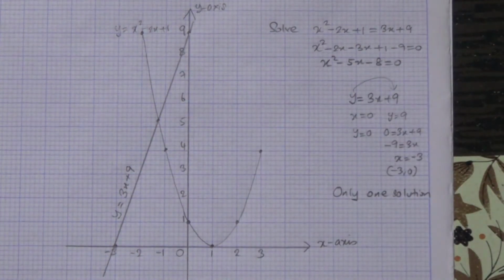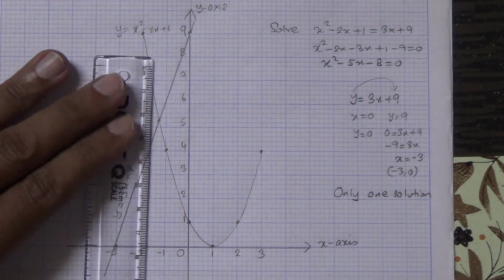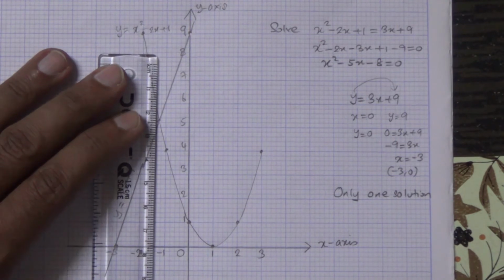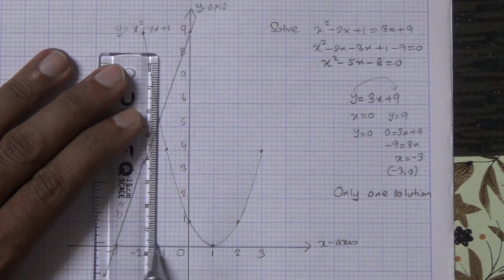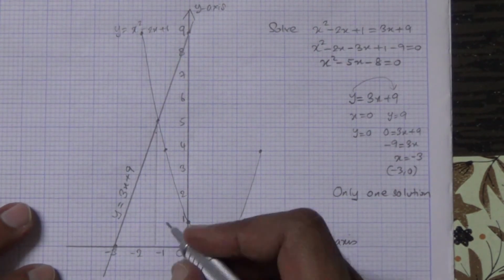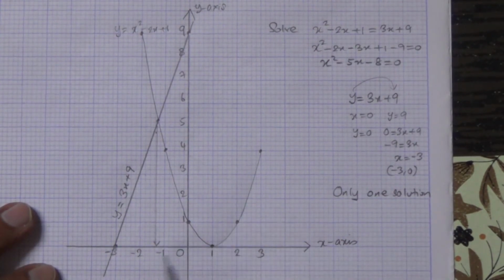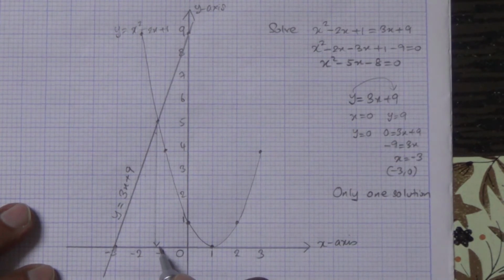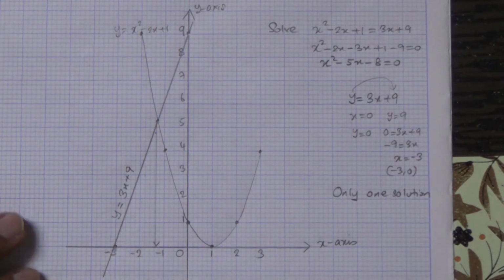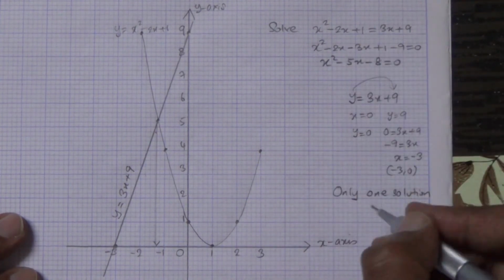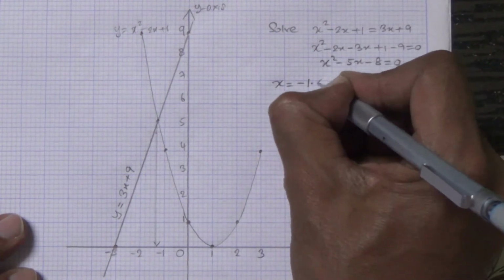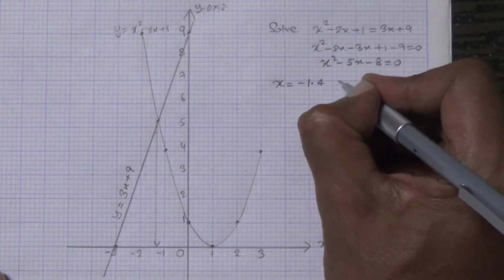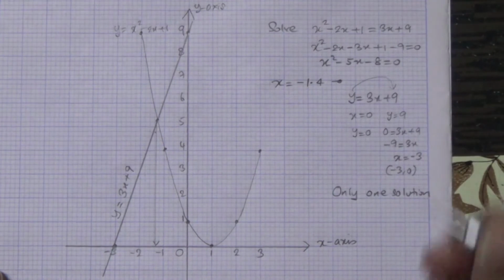So our solution is where the x value is. You're going to drop a line here and read for x. Here we go. Somewhere I've got minus 1, minus 1.2, minus 1.4. So the solution to the equation is then x is equal to minus 1.4. And this is your answer to that part of the question.